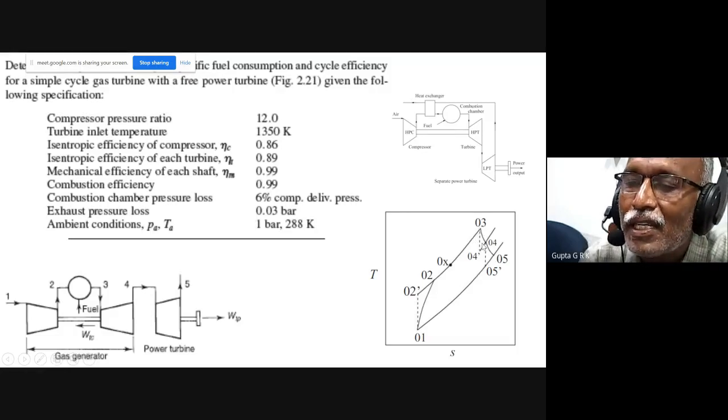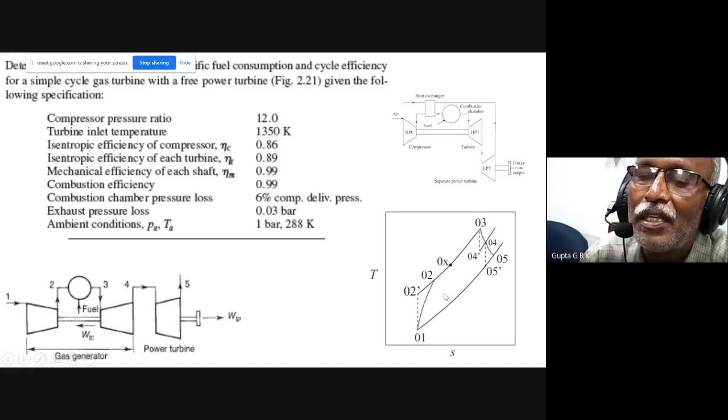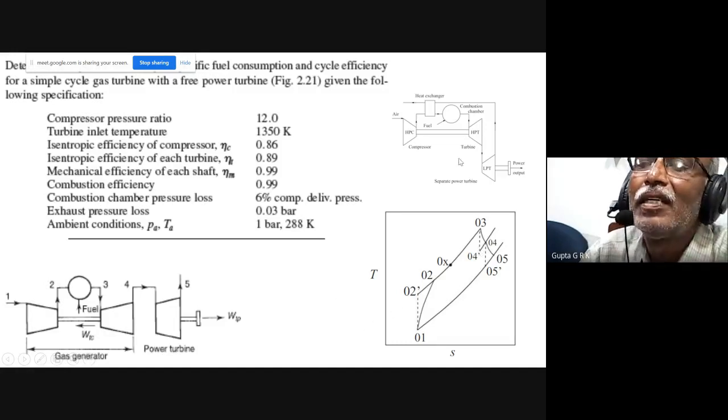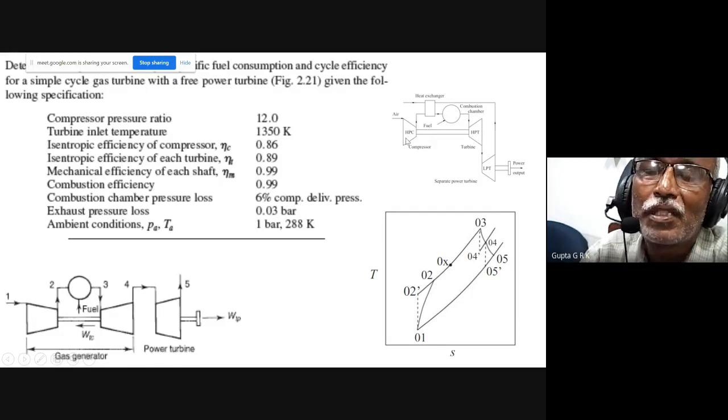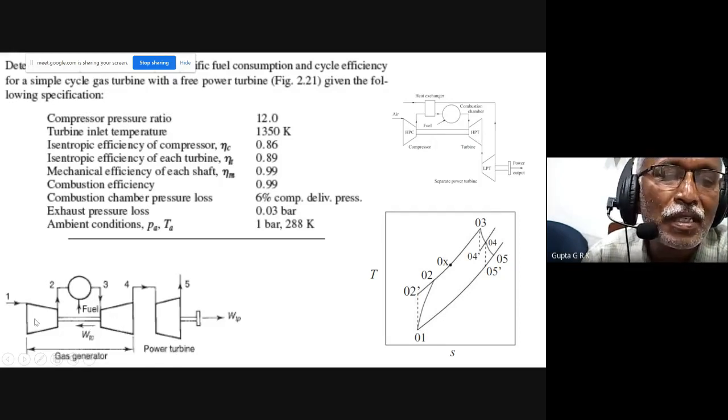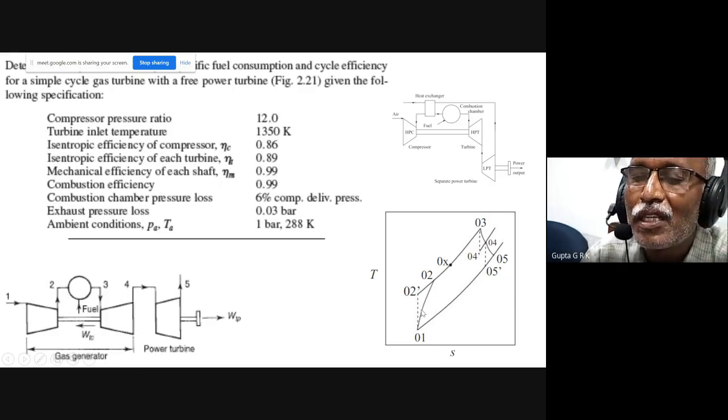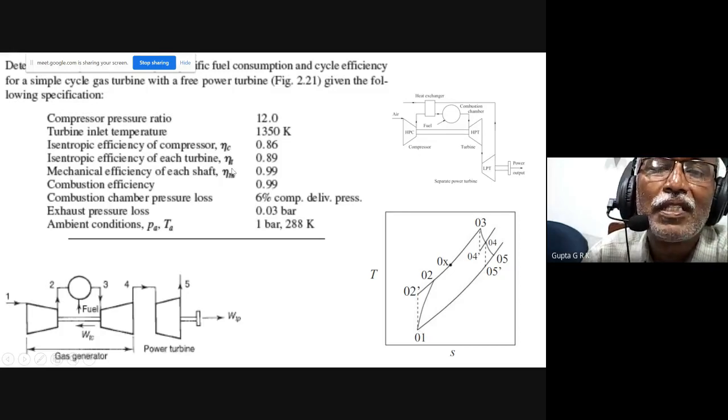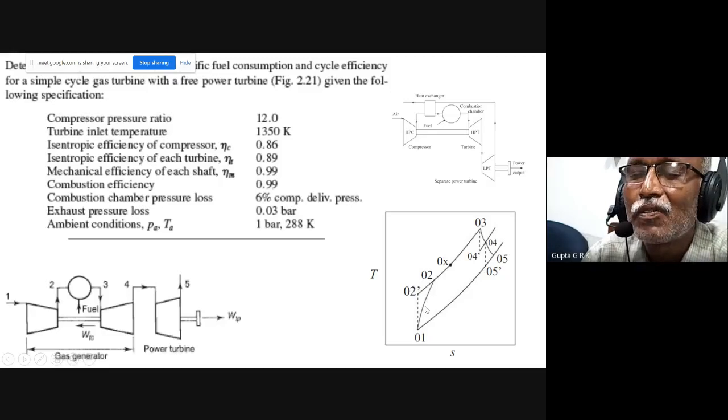Now I have to calculate 04. How to calculate that? Here the HP turbine runs the compressor. First, I have to find out the compressor work. Compressor work is Cp into T02 minus T01. If a mechanical efficiency is given, then Cp into T02 minus T01 by mechanical efficiency is equal to the first turbine work, which is Cp into T03 minus T04. So this gives me T04.